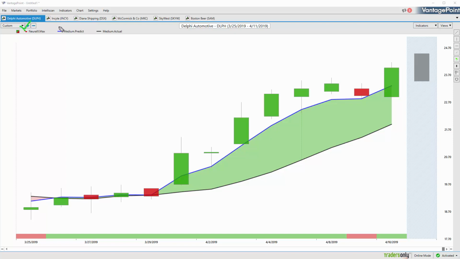We're going to start here with a couple of new opportunities with Delphi and Incyte, but then I want to actually review several of these opportunities we've brought in over the past couple weeks to really highlight some important points of the VantagePoint software here and how this all works.